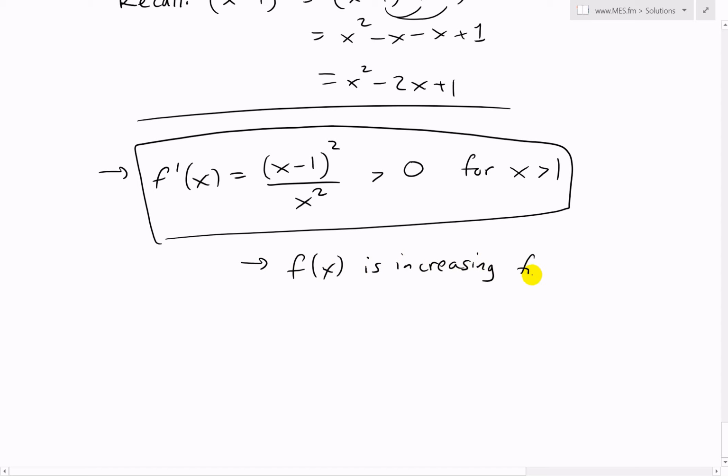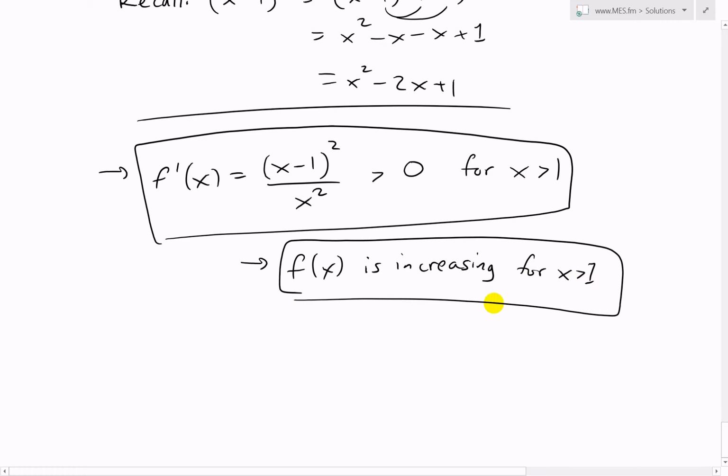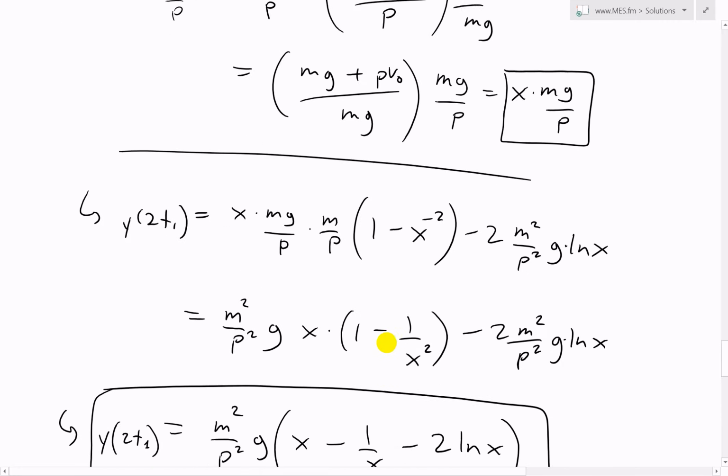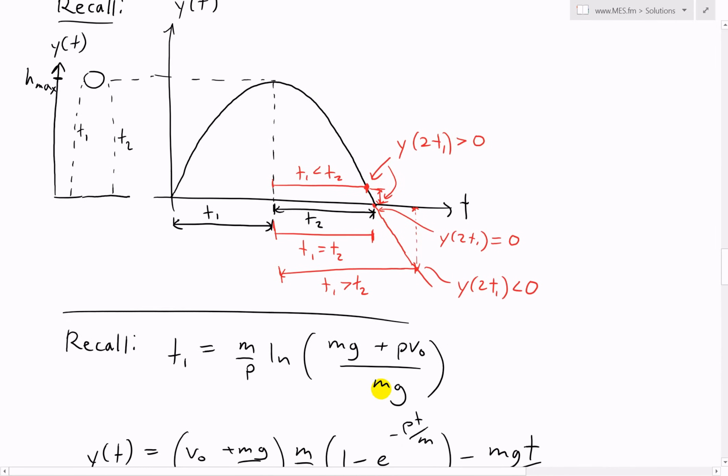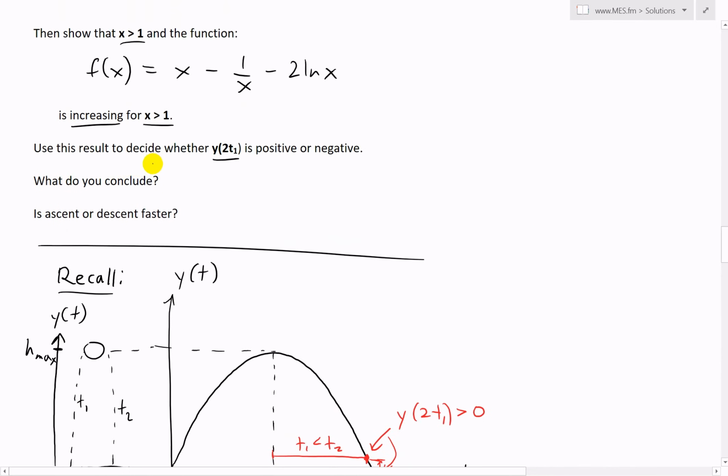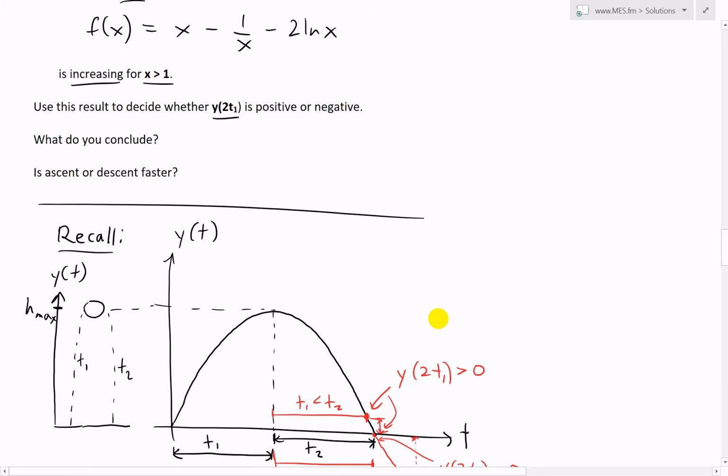Yeah, increasing for x greater than 1. So the derivative being greater than 0 is the same thing as saying that f of x is increasing. So let's go up to the next part of the question. It says use this result to decide whether y of 2t1 is positive or negative, and then what do you conclude? Is ascent or descent faster?